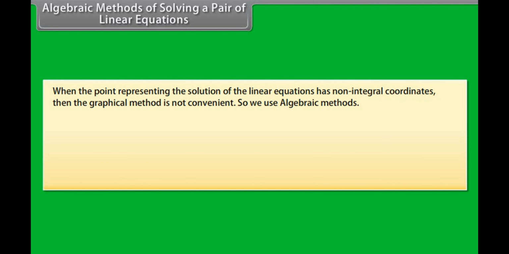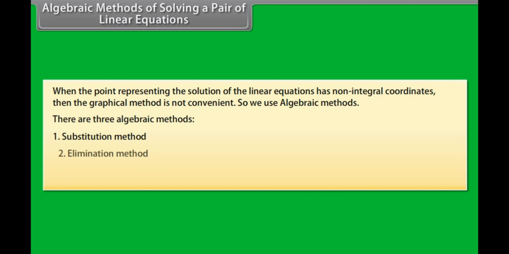When the point representing the solution of the linear equations has non-integral coordinates, then the graphical method is not convenient. So we use algebraic methods. There are three algebraic methods: 1. Substitution method. 2. Elimination method. 3. Cross multiplication.